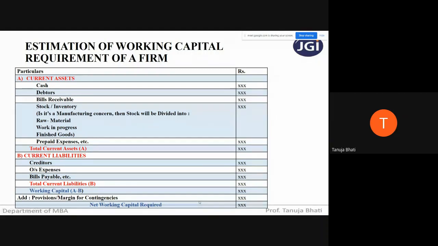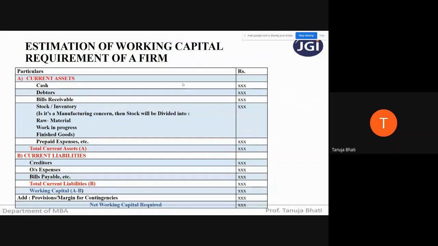So students, working capital we know is current assets minus current liabilities, but you have to add certain contingencies, that is certain provision or margin for contingencies. Suppose some unpredicted event happens and you require extra money, extra capital, then you have it once you have made the provision for it. So for working capital, you add the provisions or margin for contingency, you get the net working capital required.